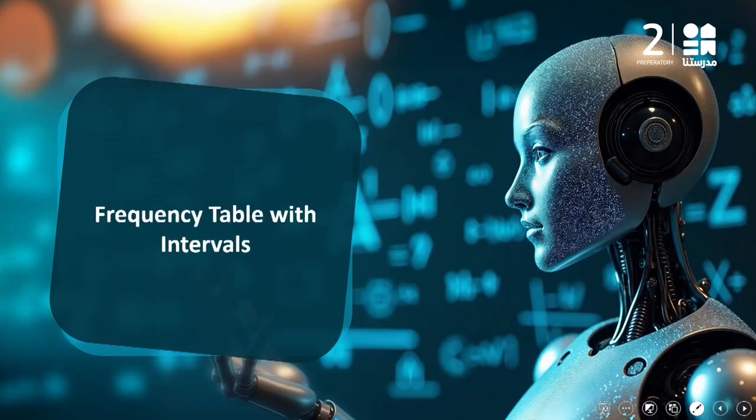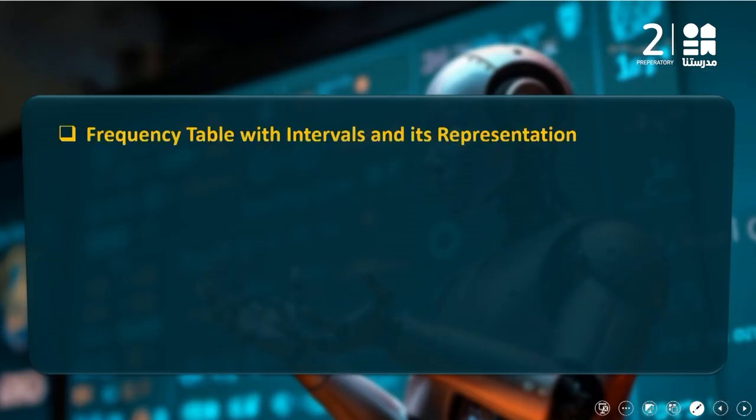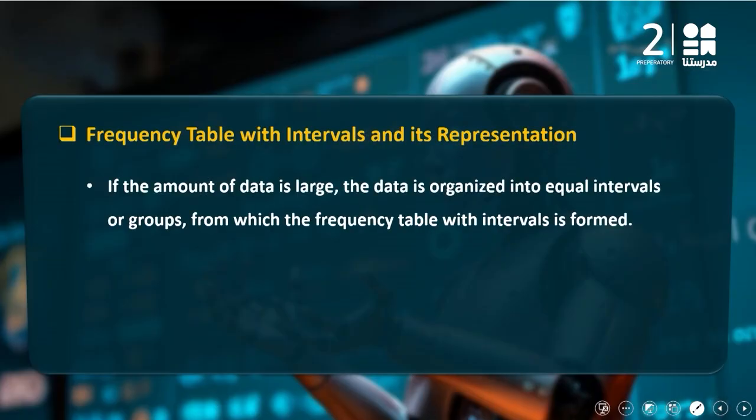Now it's time to learn about frequency tables with intervals. Frequency table with intervals: if the amount of data is large, the data is organized into equal intervals or groups, from which the frequency table with intervals is formed. If my data is very large, I can make it in the form of a frequency table so I can use it more easily.